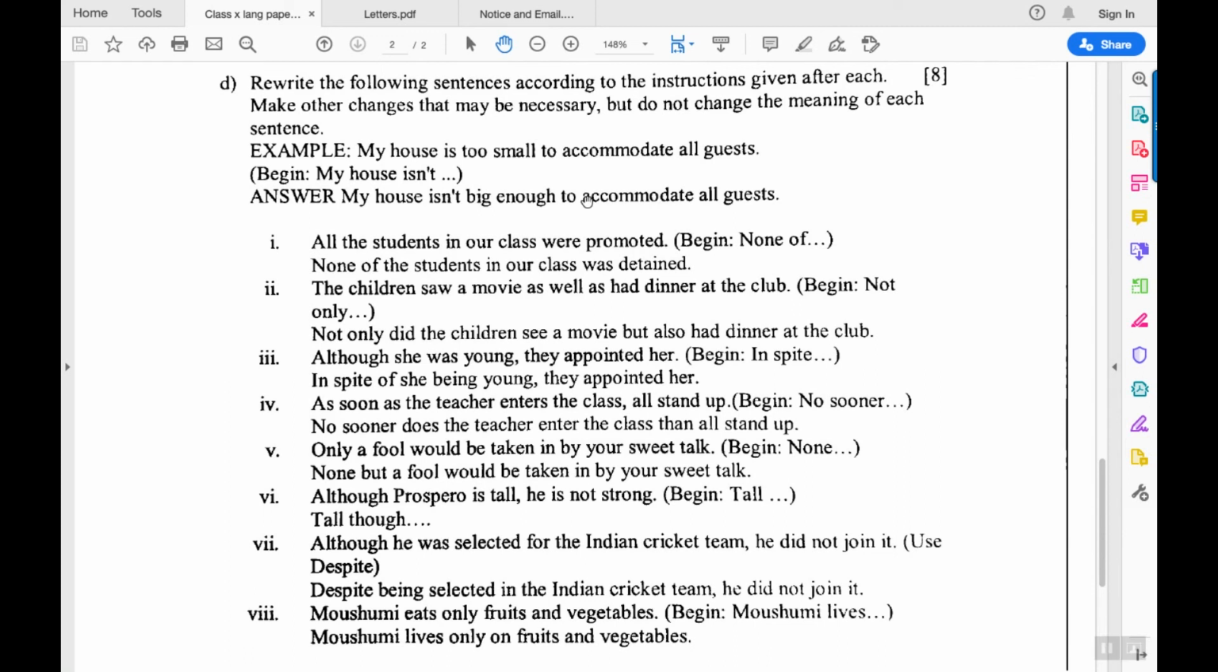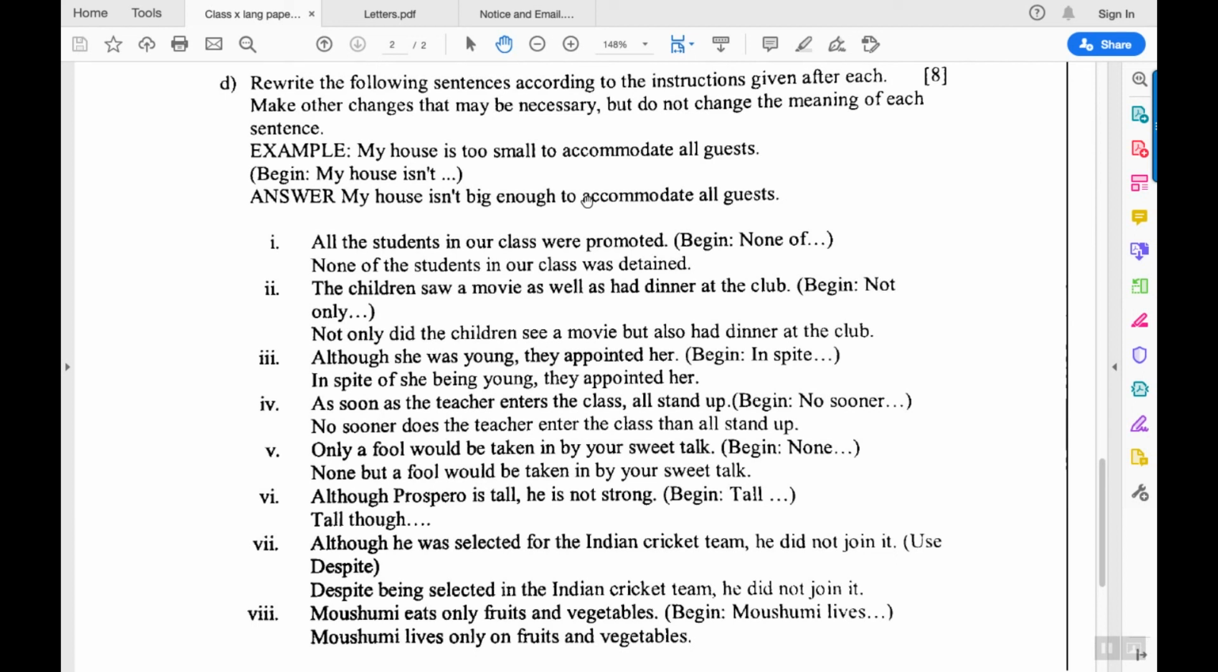Okay, coming to the next question. Although Prospero is tall, he is not strong. Now this sentence almost everybody got wrong. Answer is: Tall though Prospero may be, comma, he is not strong.